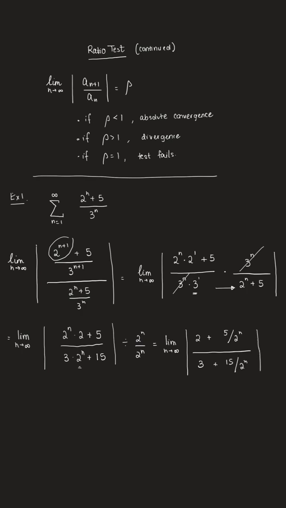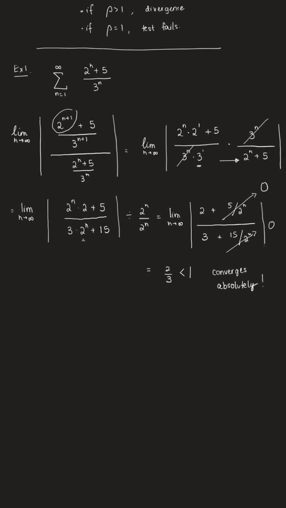Now, when we take the limit as n gets big, 2 stays itself, 3 also, but 5 over 2 to the n as n gets really big, that goes to 0. 15 over 2 to the n as n gets really big, that goes to 0. And we're left with 2/3. Now 2/3 is smaller than 1, so we can say that this series converges absolutely, right? 2/3 is our rho. Rho is less than 1, so this converges absolutely.